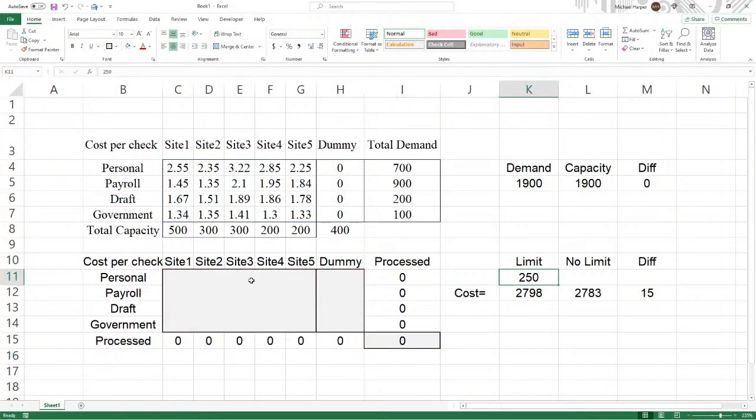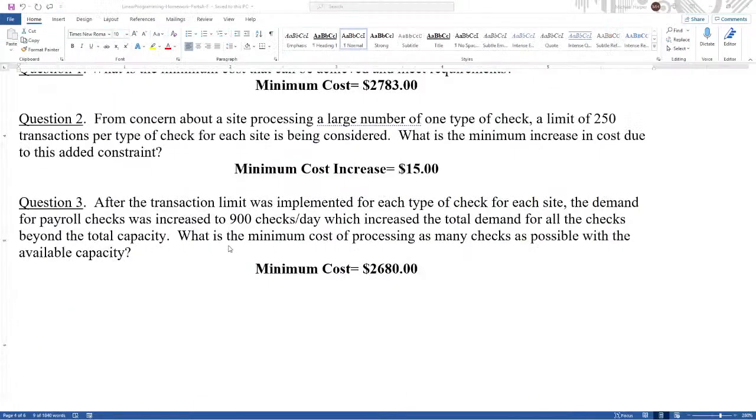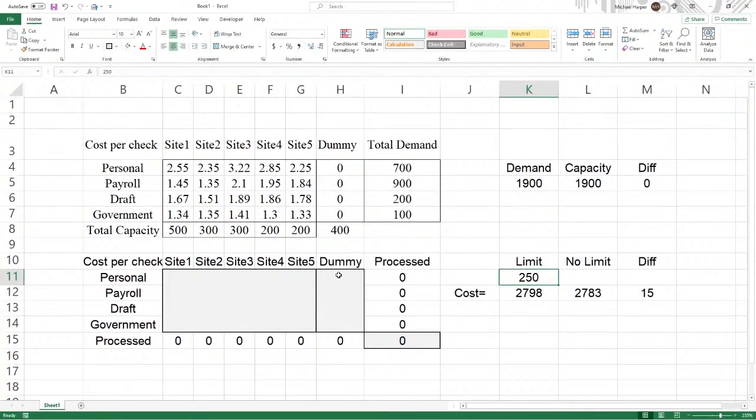And we're still going to have this limit here, but notice what is said here. This limit here is not going to apply to the dummy because the dummy doesn't care. This limit is only going to apply to the actual sites, because you cannot process as many as you want. I cannot process all of them, but I'm not going to satisfy my demand. Anyway, so now let's solve this thing.